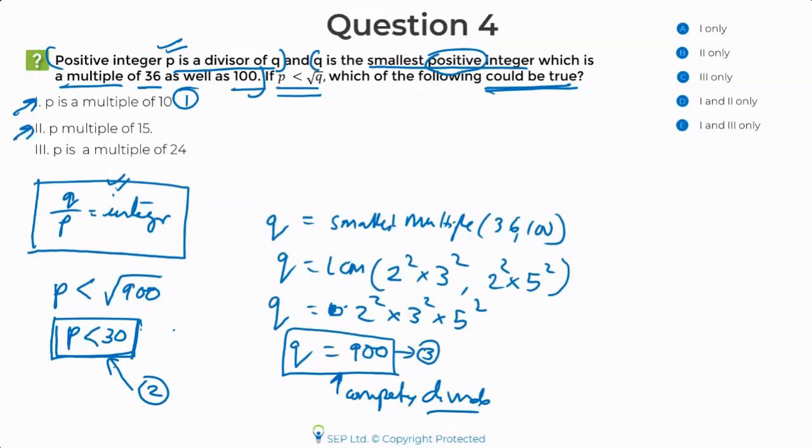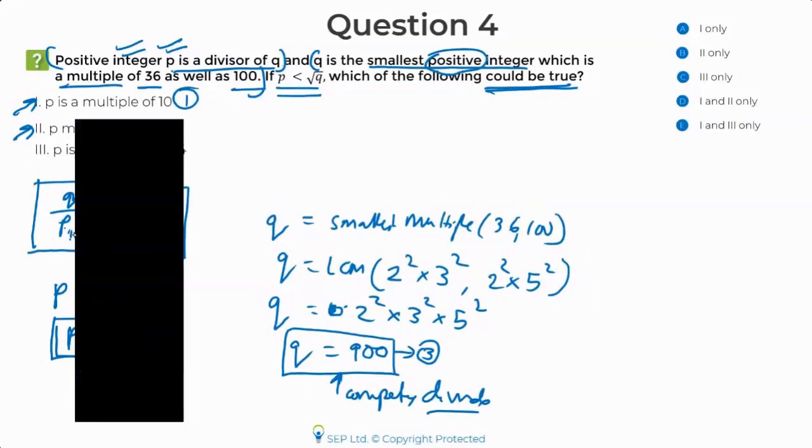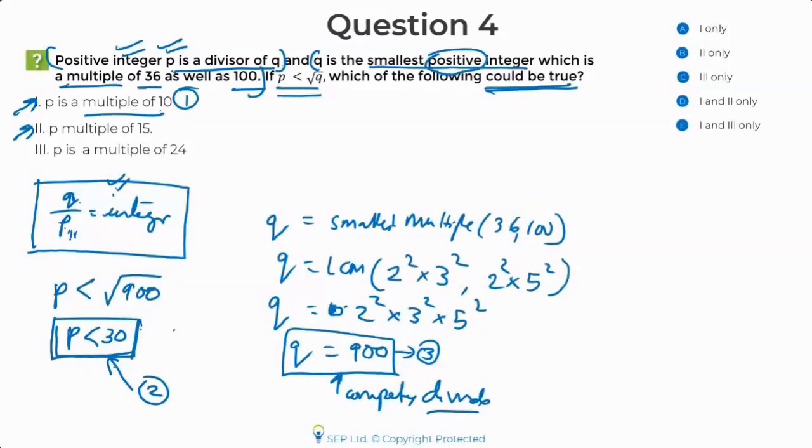Okay, Ashima, see, I'm finding out my answers using this only. P is a divisor, so P should divide Q. I need to be able to divide it. So when I'm saying P is a multiple of 10, I'll look for a value which will be a multiple of 10 and which will also divide Q. So that is the use of the first part. That tells me I can take the value of P as 10. If I take P as 10, 900 by 10 is an integer. So it's satisfying the first part. I hope this is clear now.